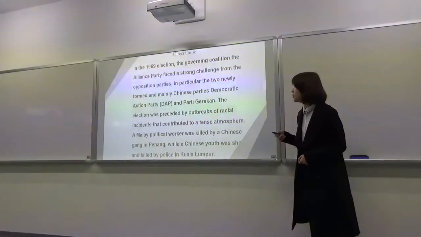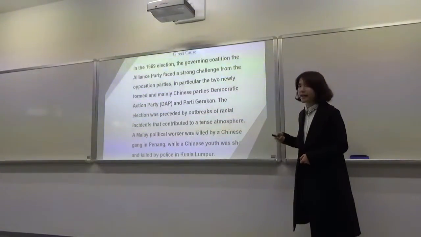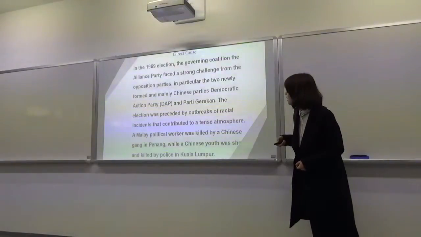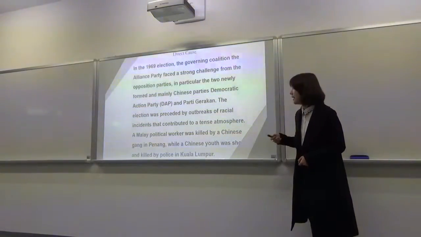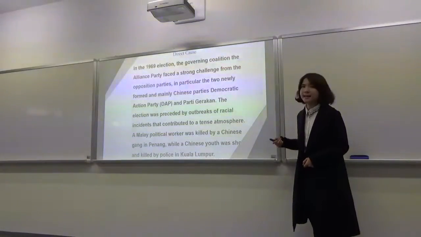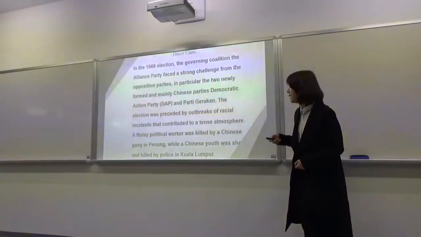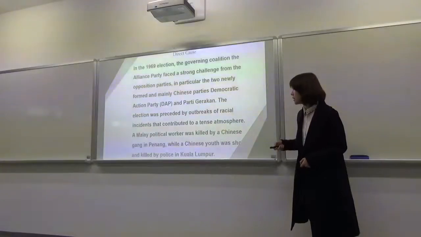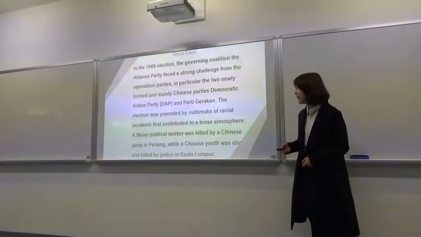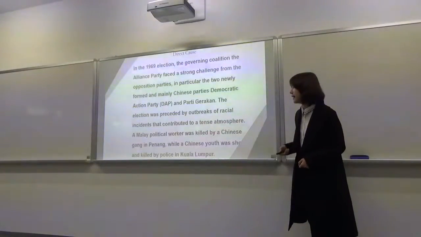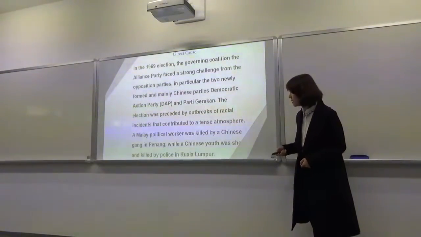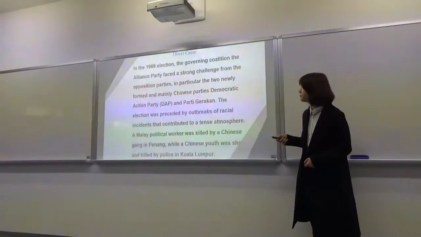In particular, the 2 newly formed and mainly Chinese parties, DAP and Gerakan. The election was preceded by outbreaks of racial incidents that contributed to a tense atmosphere. A Malay political worker was killed by a Chinese gang in Penang, while a Chinese youth was shot and killed by police in Kuala Lumpur.